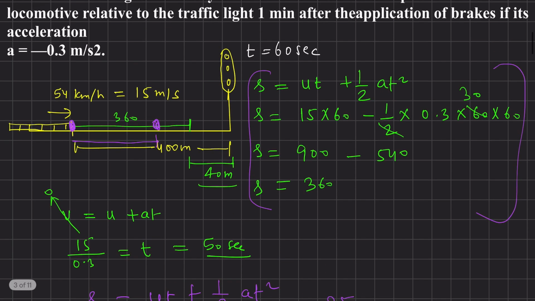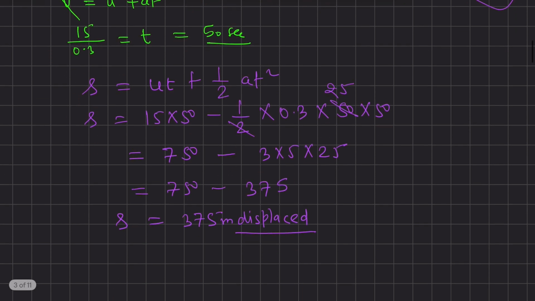Here we would be claiming that it has moved 400 meter, and the distance would be 40 meter from here. But that is a wrong answer. It has only moved 375 here, and the position of the train in this case would be simply 400 minus 375, and the answer would come 25 meter.